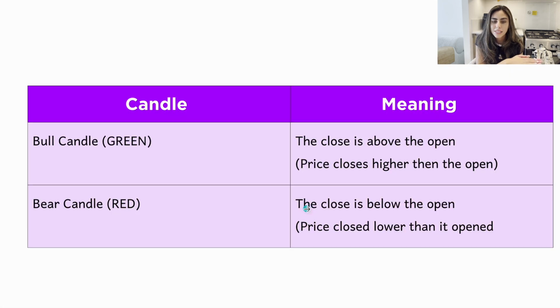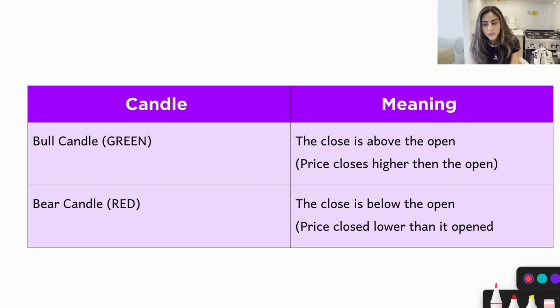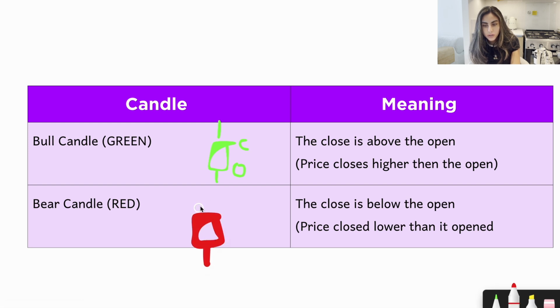Just a little summary of what we just said. A bull candle is green, a bear candle is red. Let's draw that again. I'm saying it twice so you can get it into your head. Okay, so a bull candle, the close is above the open. Remember what we just said earlier? And then the bear candle, which is red, the close is below the open. Fairly easy, right? And a bit boring, but it's interesting.